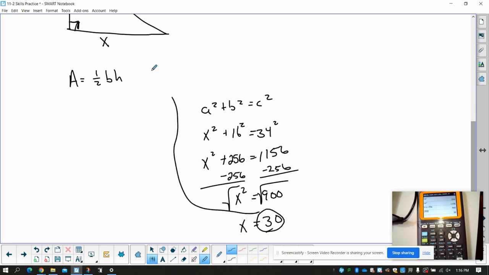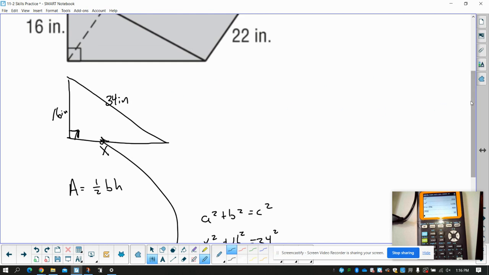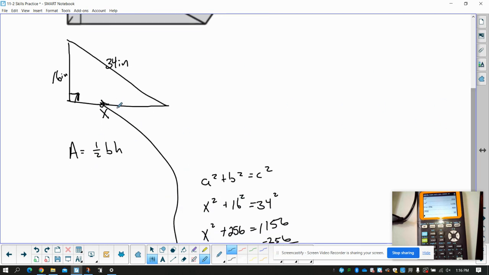So I did this problem so I could find the length of this side right here. Okay? Now let's go back. So it's like Inception. We did a problem within a problem within a problem. So we did this problem to find this missing side. We now know it is 30 inches. Now I can find the area of this triangle. The area of a triangle is 1/2 times base times height. So the base is 30. So 1/2 times 30 times the height of 16. So 0.5 times 30 times 16 is 240 inches squared. So now I have the area of this triangle.